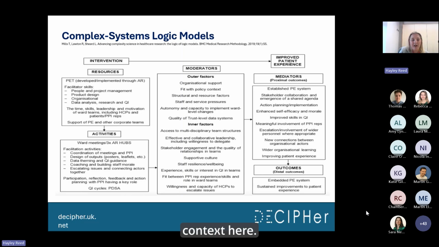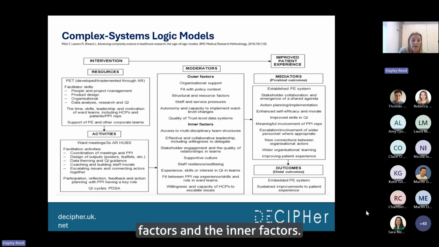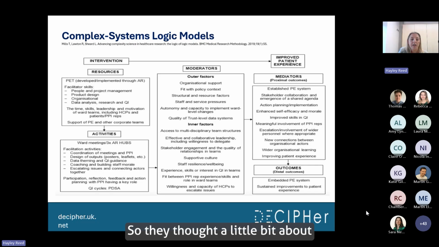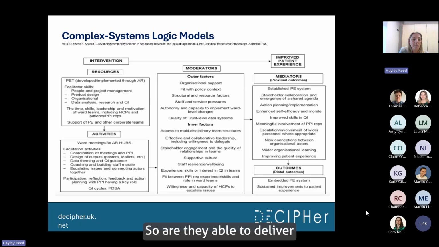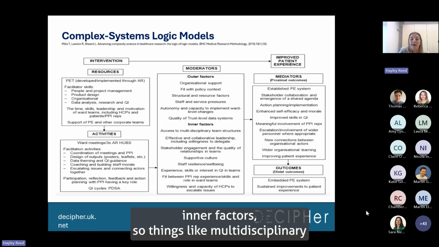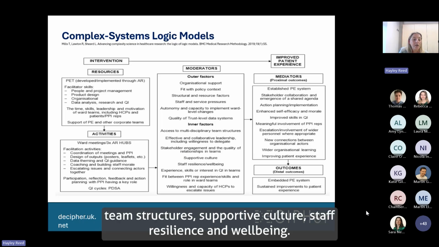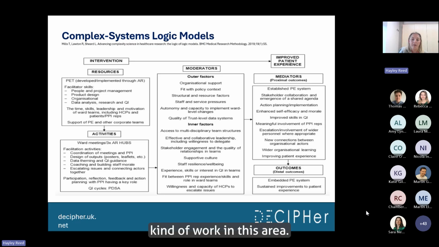And they've mapped context here. If you have a look actually at the moderator section, they've mapped the outer factors and the inner factors. So they've thought a little bit about the system in terms of the organisational support for the intervention, the fit with the policy context, the staff and service pressures. So are they able to deliver this intervention in terms of that? But also inner factors, so access to things like multidisciplinary team structures, supportive culture, staff resilience and well-being. And also we can think about how this fits with how people think we should do work in this area.